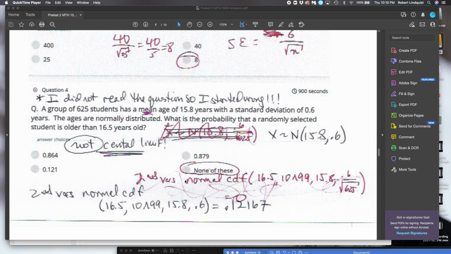And would you look at that? Here's my first mistake. It's on question number 4 here. I did all the work right. I just didn't circle the correct one. I should have circled 0.121.